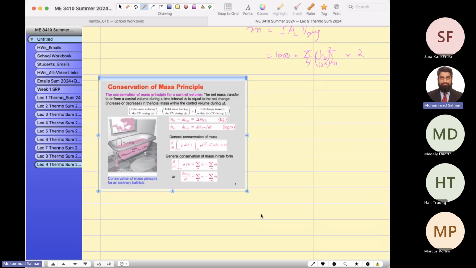Look, the same equation I told you is written here. Mass flow rate in minus mass flow rate out, and summation. Usually the change in mass with respect to time is zero. This side is zero for the steady flow.